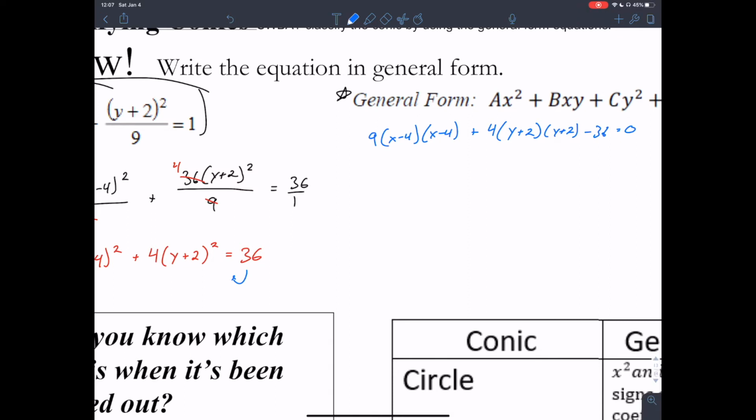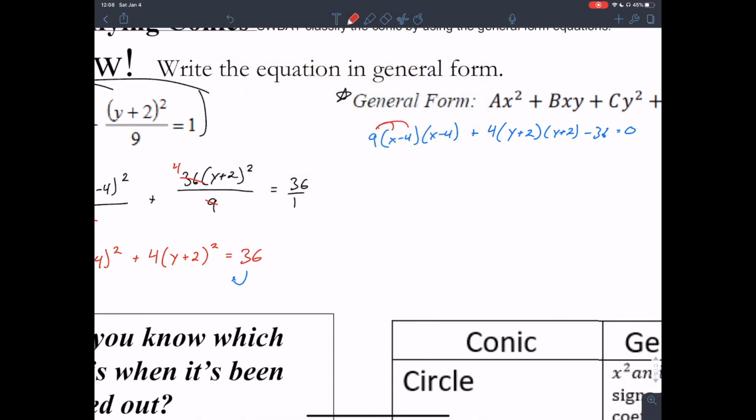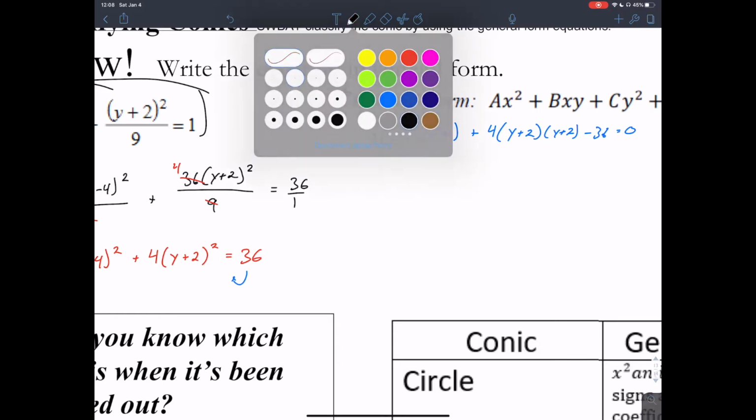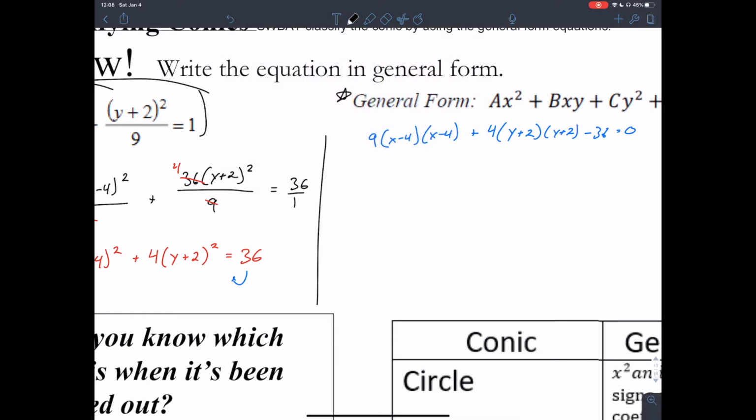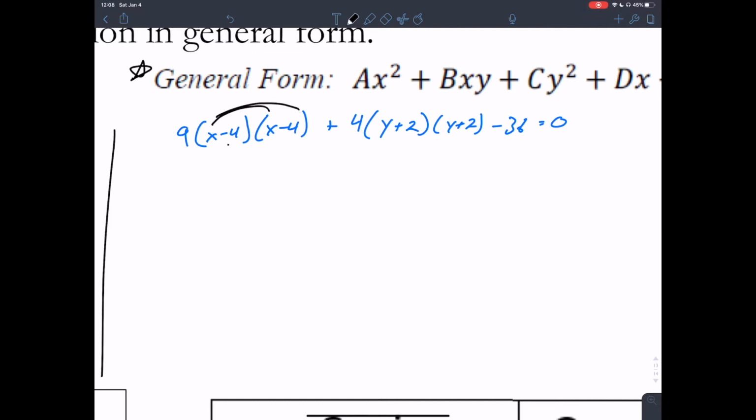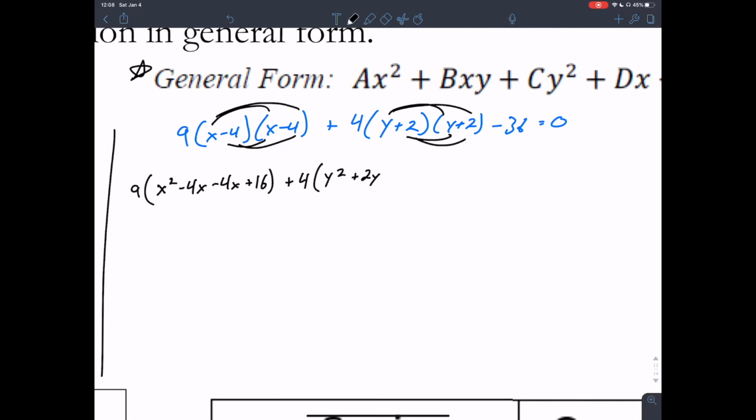Okay? Now, some students like to distribute the 9 right away, but I recommend you don't. I highly recommend you just immediately start foiling. So some people call it rainbows. I know I used to call it that. So there and there, there and there. And so when you do that, it's 9 times x squared minus 4x plus 16. We're going to do the same thing with the y part. So plus 4 times y squared plus 2y plus 2y plus 4, close it, minus 36.